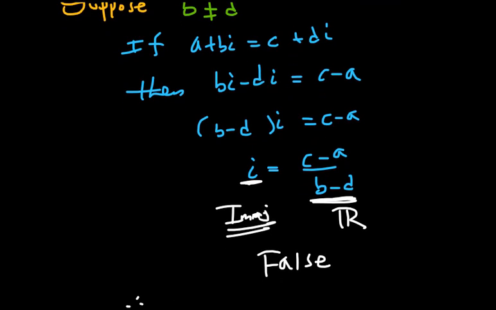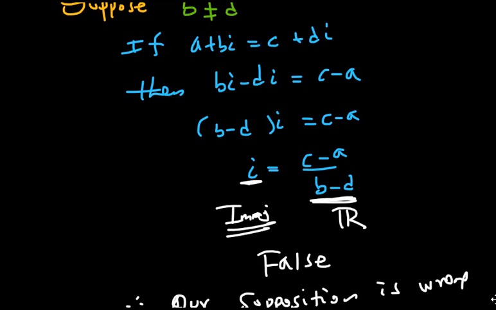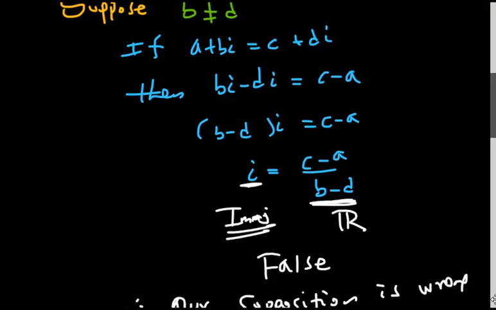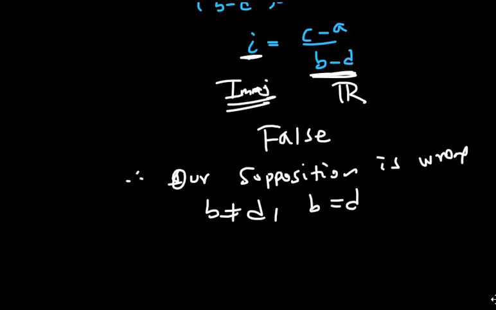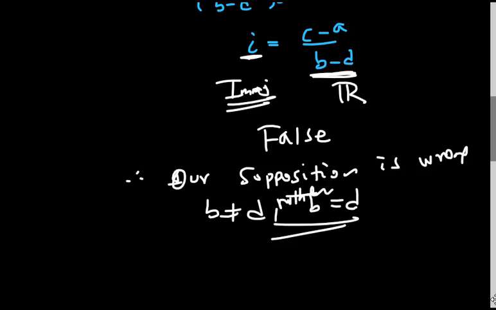Therefore our supposition is wrong, that B is different from D. Instead, B must be equal to D.